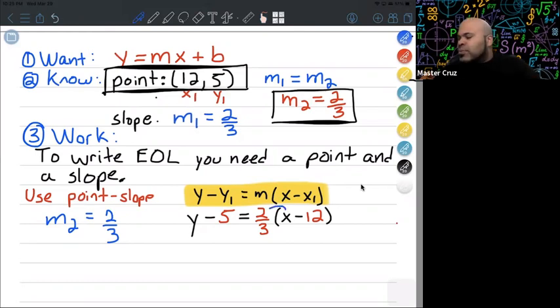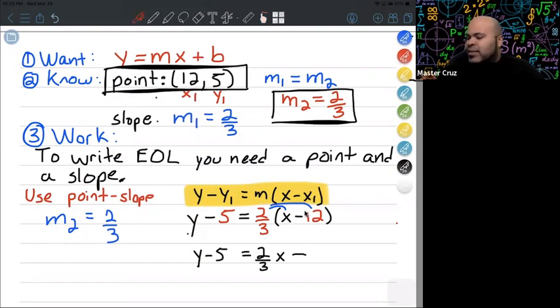The first step is to distribute this over here. So I'm going to drop the y minus 5. There's nothing different here. Y minus 5 equals, and I'm going to multiply. 2/3 times x is just 2/3 x. And 2/3 times negative 12, well, a positive times a negative is going to be a negative.